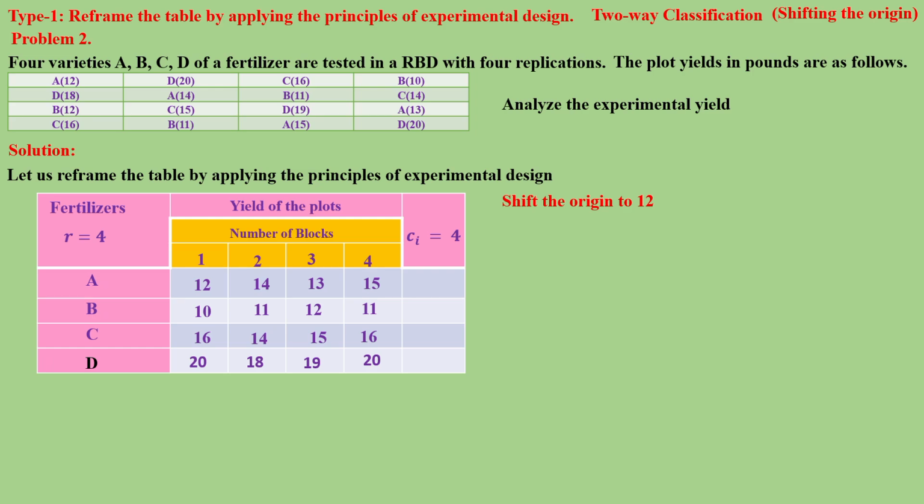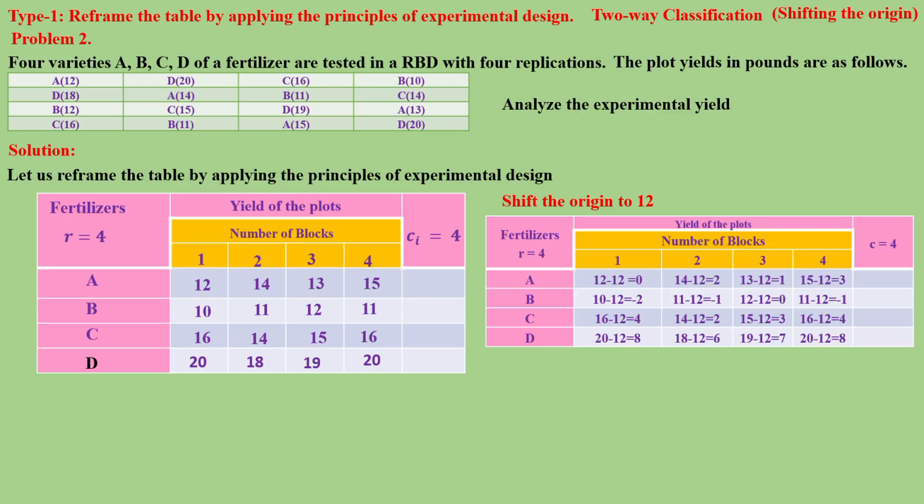Next we are going to use the shifting technique. So shift the origin to 12. So the new data you will get, right? Subtract 12 from each number of the given data. So 12 minus 12, 14 minus 12, 13 minus 12, 15 minus 12 for A. Similarly for B, 10 minus 12, 11 minus 12, 12 minus 12, 11 minus 12, and so on. Last, D, 20 minus 12. So you will get new numbers 0, 2, 1, 3. You have to use those numbers instead of the original numbers.